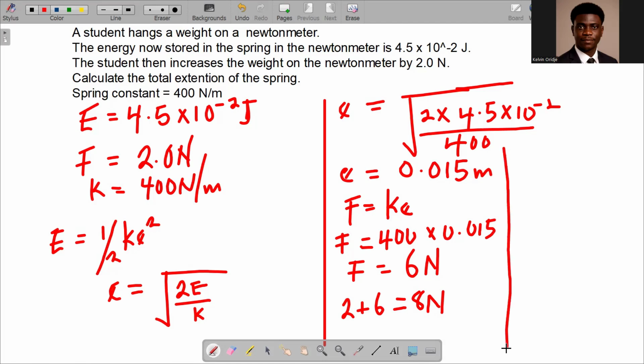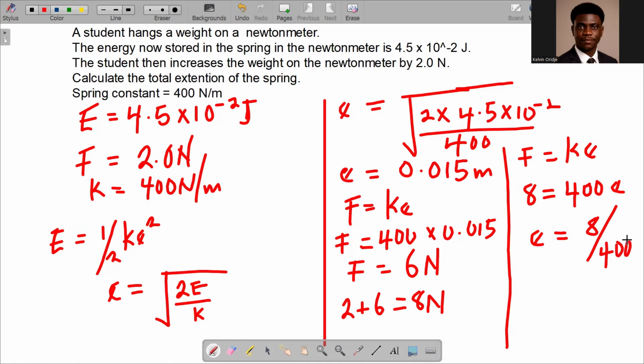So we go to the same equation, F is equal to ke, where the force now becomes 8. The spring constant is 400. The extension now is unknown. So we use this to solve for the extension. e is equal to 8 divided by 400. I'll quickly punch this on my calculator. So the extension now becomes 0.02 meter. So this is the value we are asked to solve for.